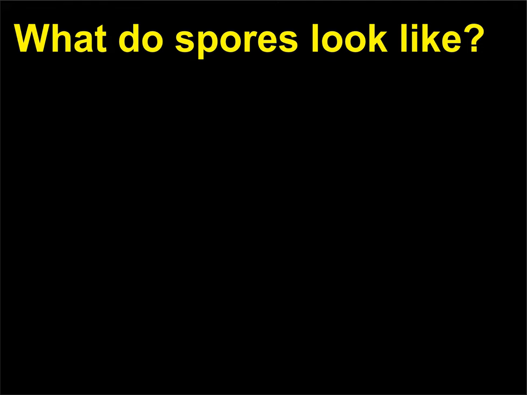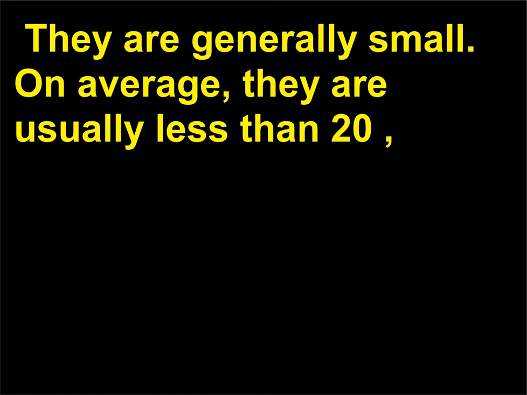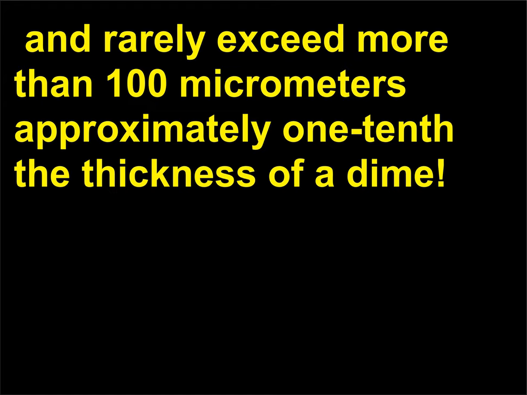What do spores look like? Spores vary greatly in size, shape, color, and surface texture. They are generally small. On average, they are usually less than 20 and rarely exceed 100 micrometers, approximately 1/10 the thickness of a dime.